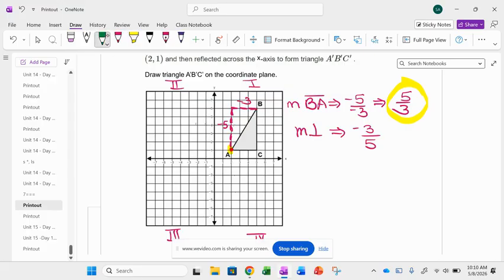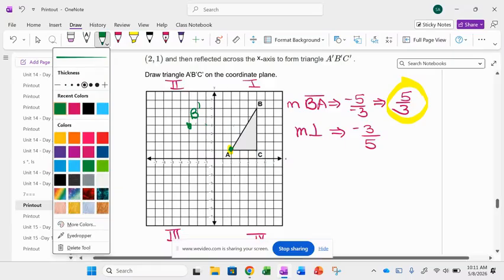So now I'm going to go to my center of rotation, and I'm going to go up 3, 1, 2, 3. And to the left 5. 1, 2, 3, 4, 5. And that's how we end up in quadrant 2. So that's going to be my B prime. So A got mapped right onto itself. B got mapped to B prime.